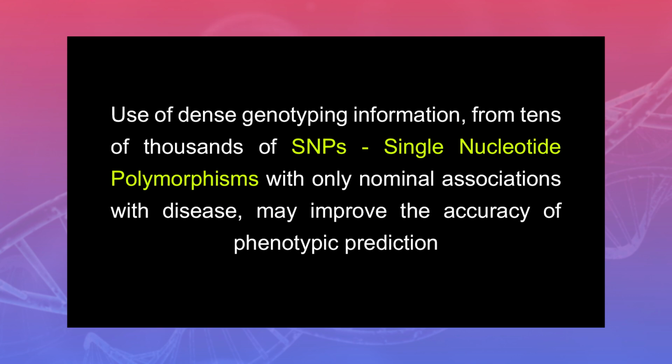It has also been argued that the use of dense genotyping information from tens of thousands of SNPs with only nominal associations with disease may improve the accuracy of phenotypic prediction. Care is needed in evaluating genetic predictive models since they are often specific to the population in which they were developed, and their value can vary with genotypic frequencies, effect sizes, and disease incidence.